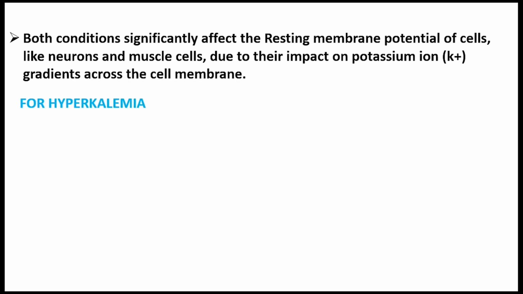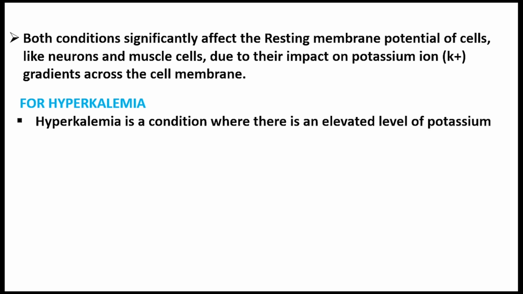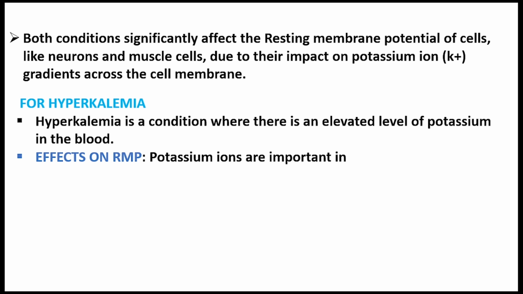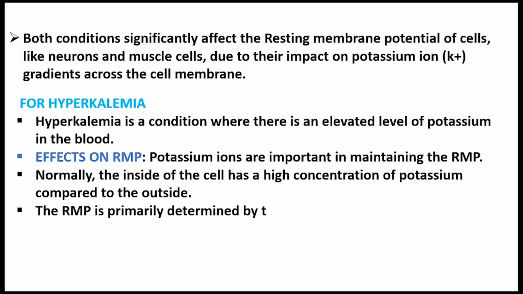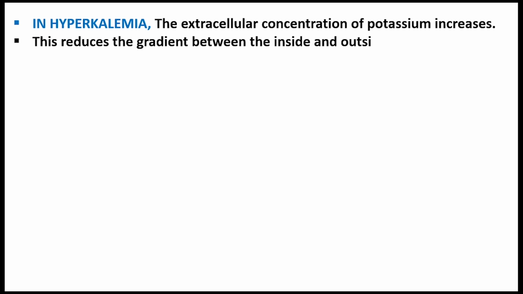For hyperkalemia. Hyperkalemia is a condition where there is an elevated level of potassium in the blood. Effects on RMP. Potassium ions are important in maintaining the RMP. Normally, the inside of the cell has a high concentration of potassium compared to the outside. The RMP is primarily determined by the difference in potassium ion concentration across the cell membrane. In hyperkalemia, the extracellular concentration of potassium increases. This reduces the gradient between the inside and outside of the cell.